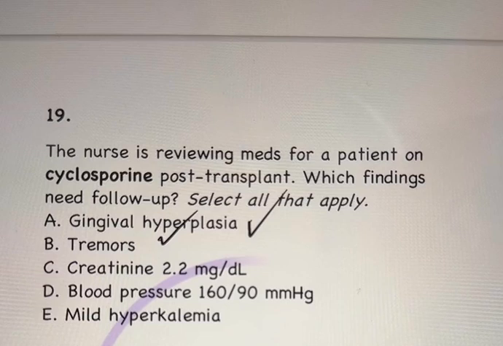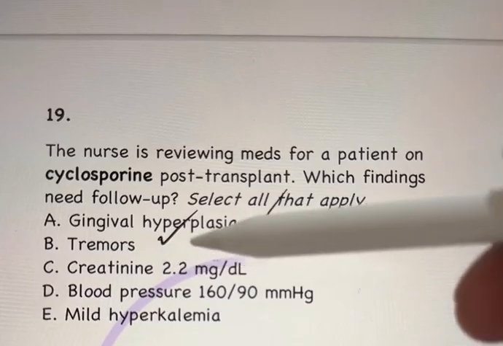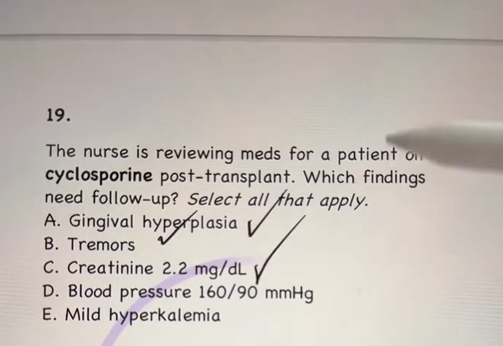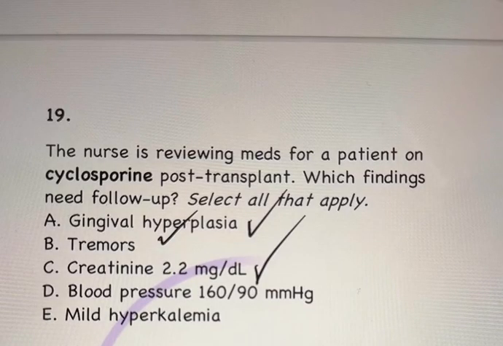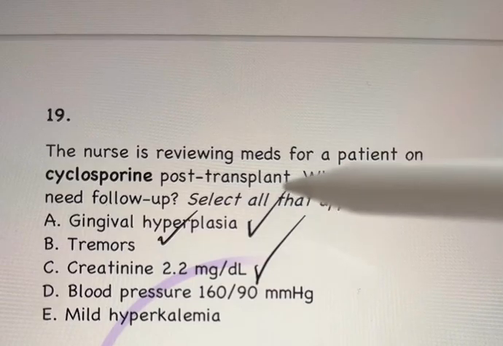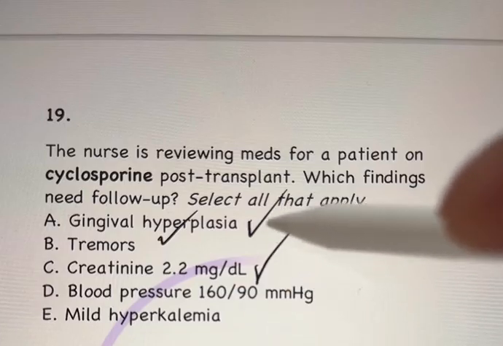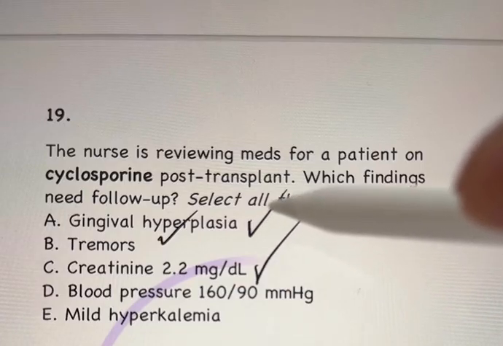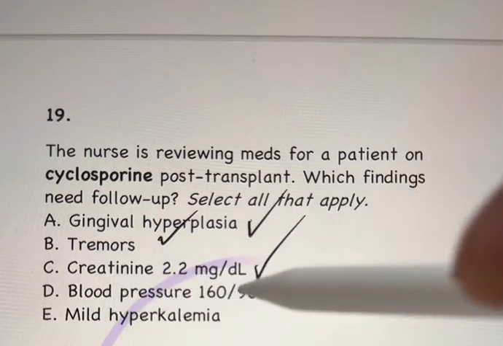It is a common finding. It is very common. 0.6 to 1.2. Yes. So 2.2, what is it indicating? Nephrotoxicity. Yes, we are having nephrotoxicity, so definitely it is very severe. We need to see. Okay. Blood pressure 160/90.